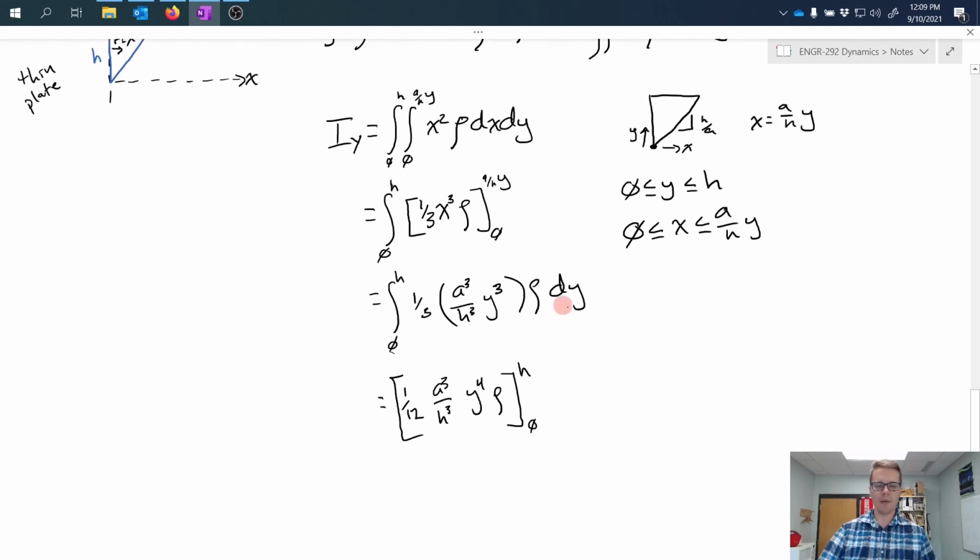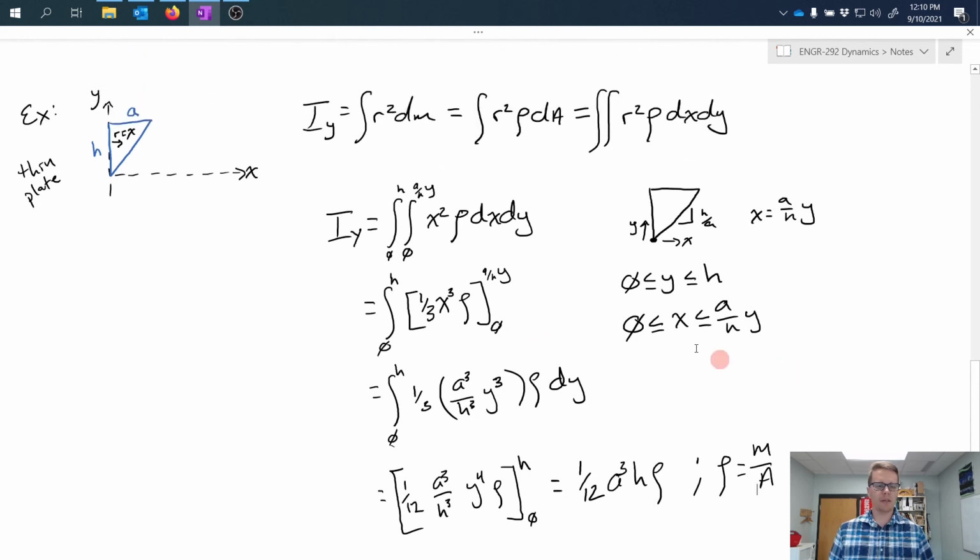All right, so finally I'm at a spot where I can get rid of my variables here. I'm going to substitute in h for y, so that gives me h to the 4th over h to the 3rd. So all of those cancel except 1 in the numerator. And I get 1/12 a to the 3rd h rho. All right, so I'm getting pretty close. Recall that we defined rho as this kind of weird two-dimensional planar density. So with that, I'm going to say that rho is equal to mass over area.